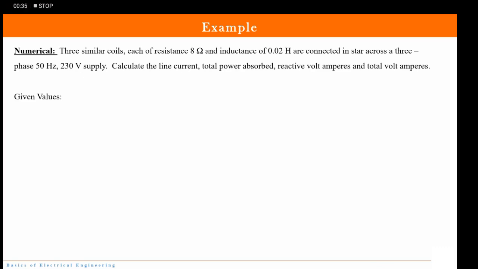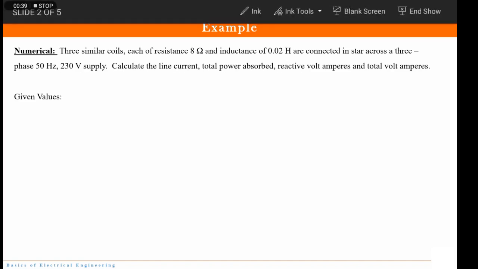Okay, so what we will do is we will write the given values first. They are connected in star. So we know that they are connected in star. Then the load is resistance and inductance. Correct? Three phase of 230 volts and 50 hertz. Okay. So what all is given?